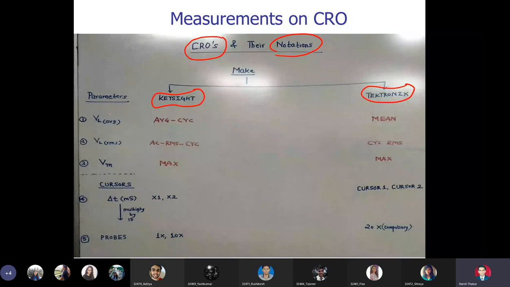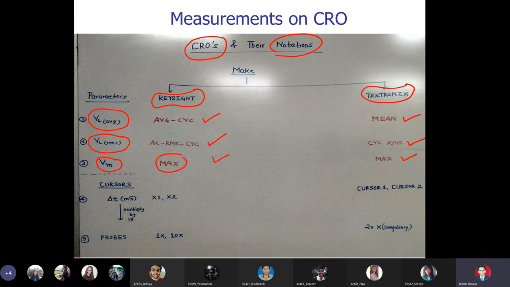So if you are supposed to measure the VL-AVG, that is the DC content, on a Keysight oscilloscope, you have to look for this particular detail on the screen, AVG CYC. If it is Tektronix, it calls the DC content as mean. For VLRMS, the name is AC RMS CYC, and Tektronix calls it CYC RMS. If you want to measure the peak voltage VM, it is called by the same name by both.